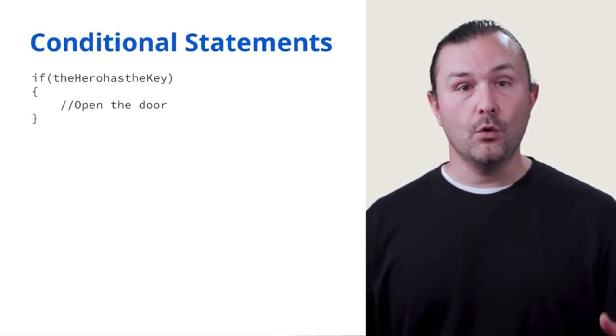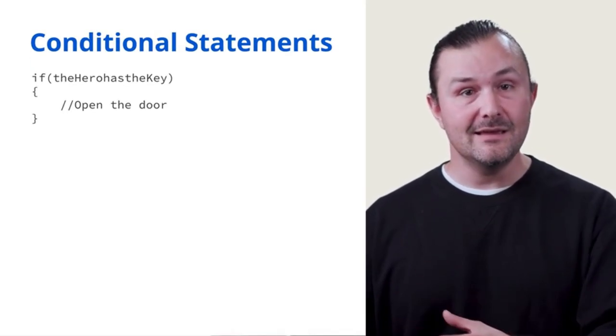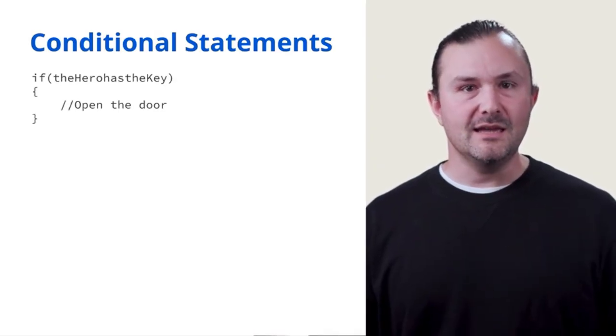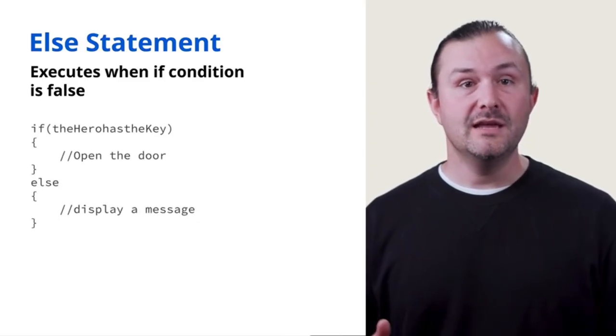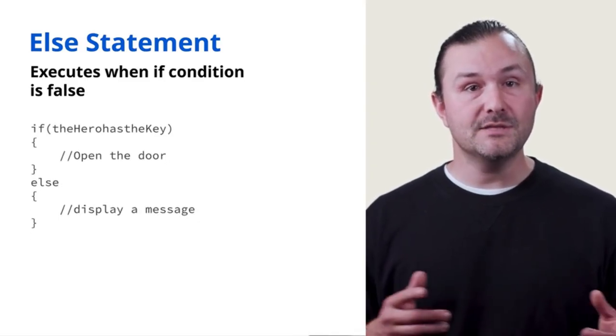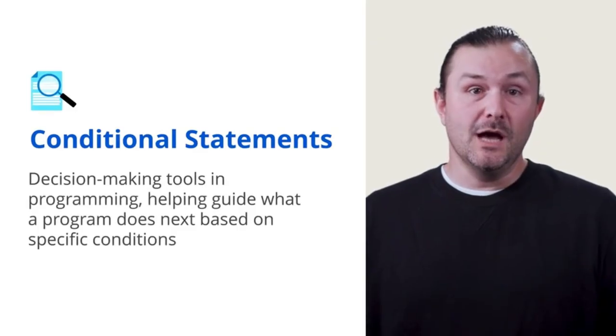For instance, think about the part of a game where there is a door and it only opens if the player has a key. But what if the player doesn't have the key? That's where an else statement comes in, offering an alternative action. If the player doesn't have the key, then perhaps the game displays a message saying the door is locked.